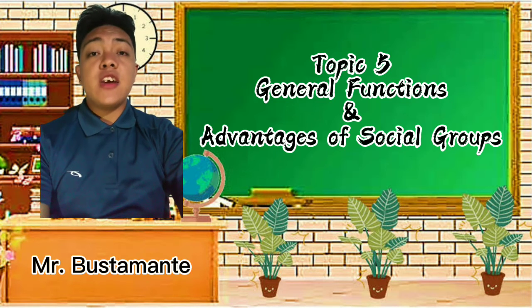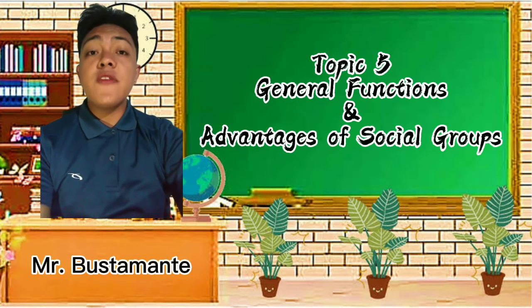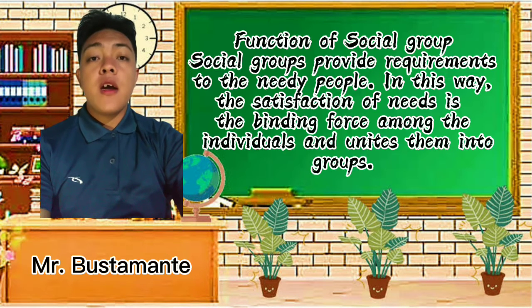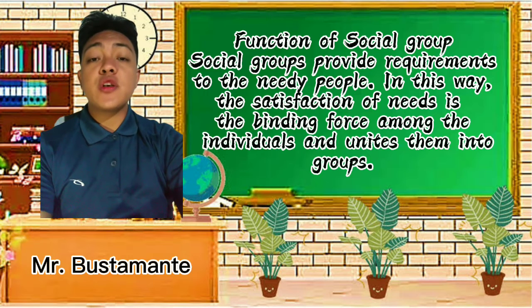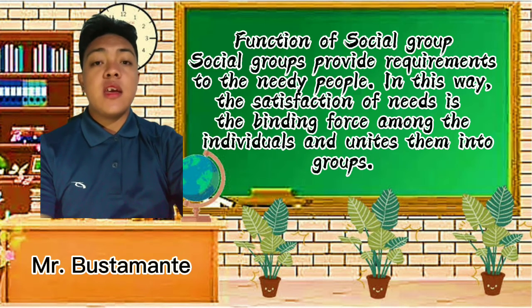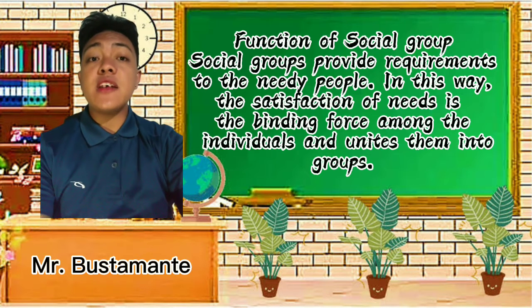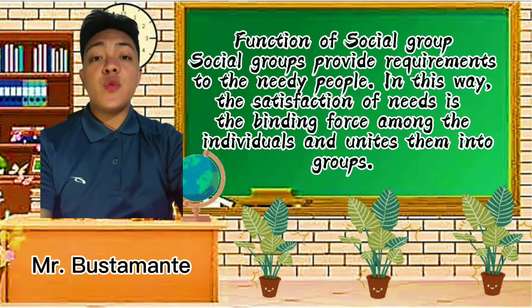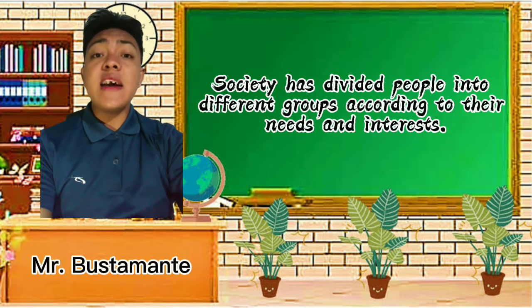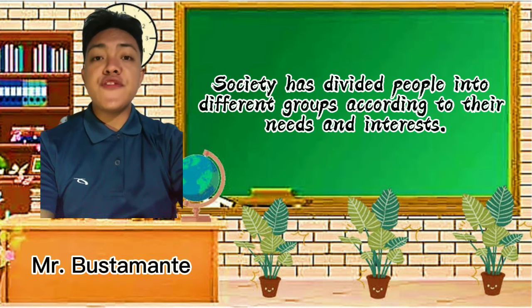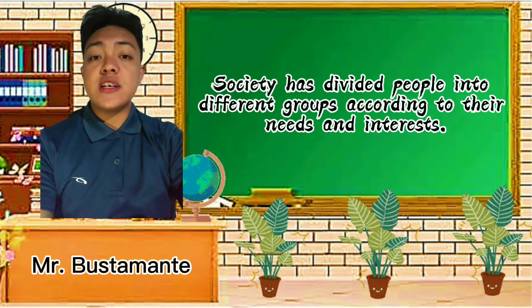For topic 5, it's all about the general functions and advantages of social groups. The function of a social group in society is to provide requirements to needy people. In this way, the satisfaction of needs is the binding force among individuals and unites them into a social group. Society has divided people into different groups according to their interests and needs.